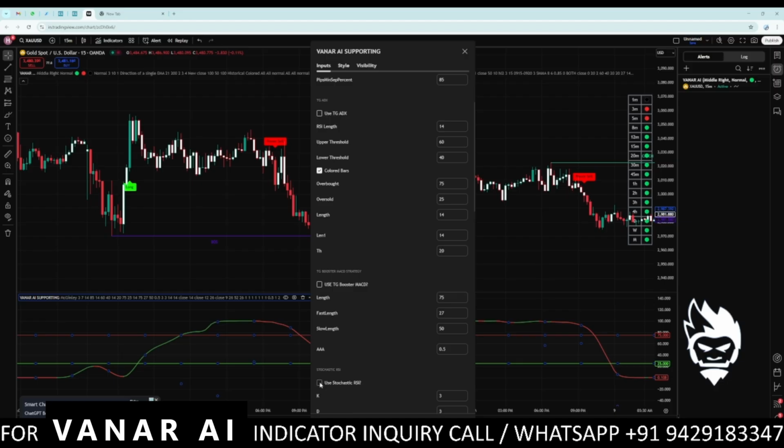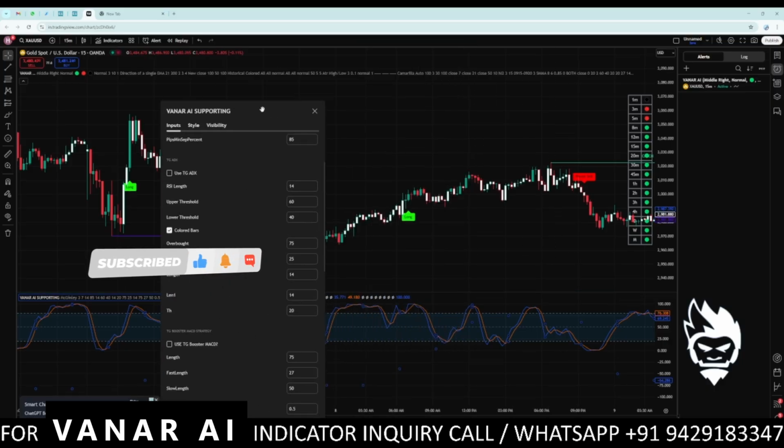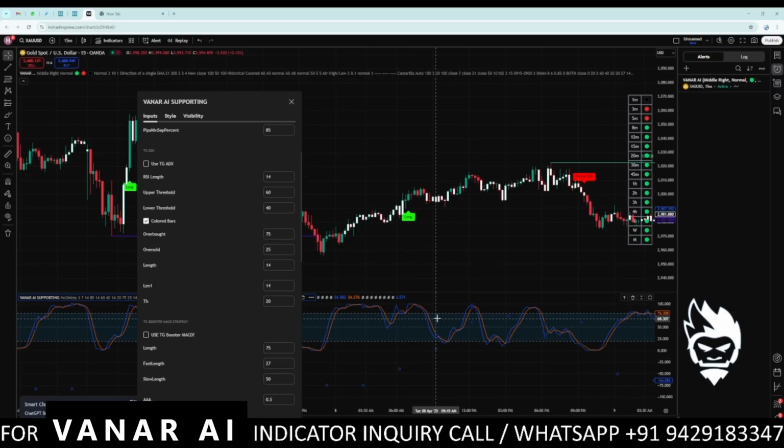Now let's use the stochastic RSI. I just checked the stochastic RSI. You can see it shows an upper band and lower band, right? It's plotted at 80-20 zone. Whenever the line is below 20, this is the buy zone, and then this is the sell zone. Buy zone, sell zone. RSI is a simple indicator, guys.